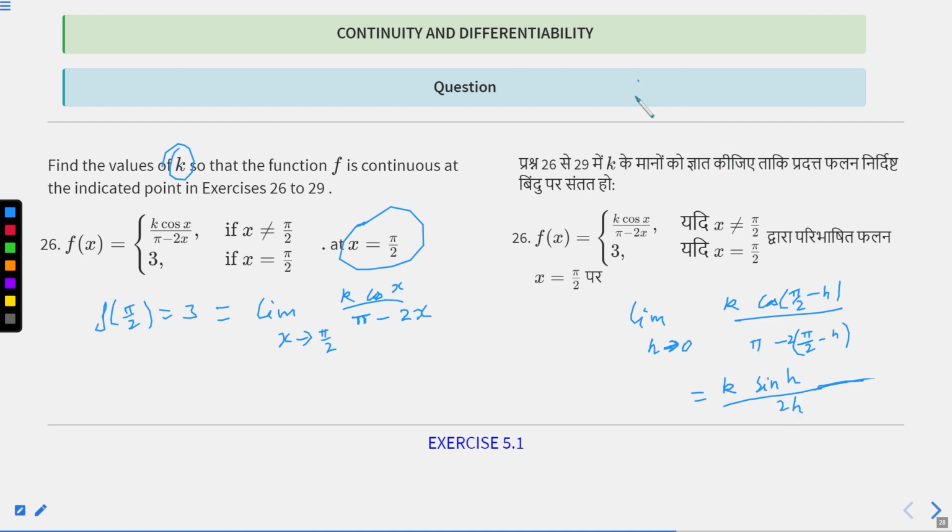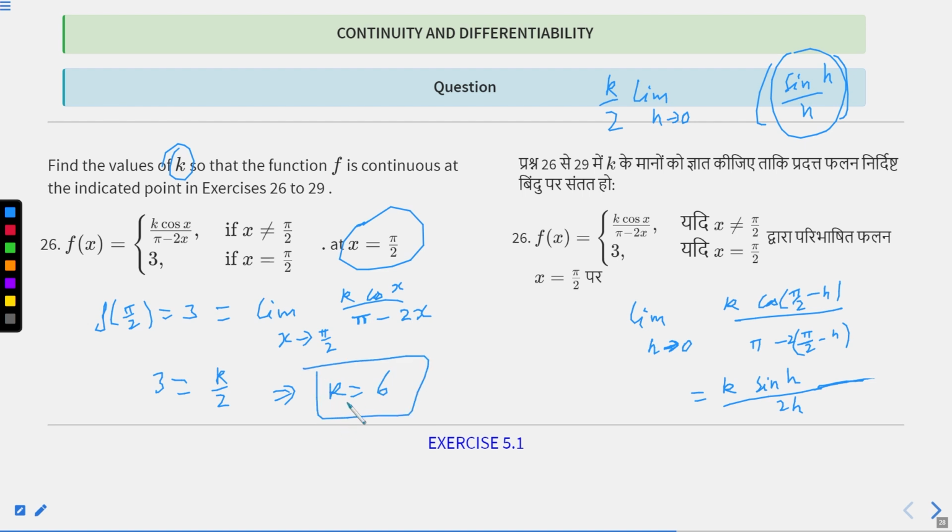Now this will be what? The limit as h tends to 0 of k by 2 times sine h by h. We all know the limit for this value. This will be the same as k by 2, and this will be 1. We already know that. So this means 3 must be the same as k by 2. This will imply k must be 6. What did we use? The limit as h tends to 0 of sine h by h is equal to 1. So your value for k will be 6. Now let us move next.